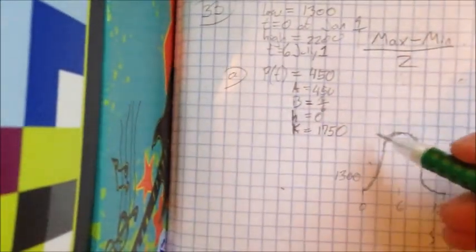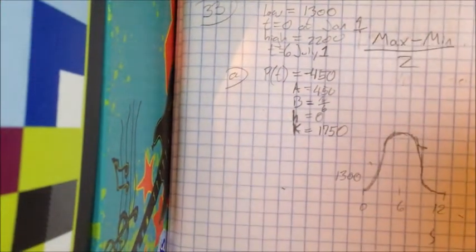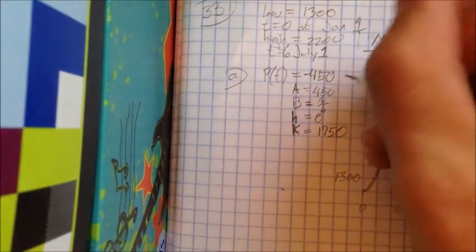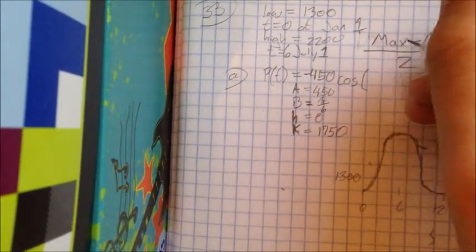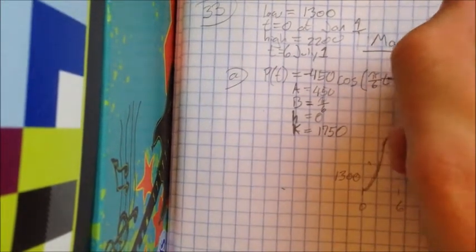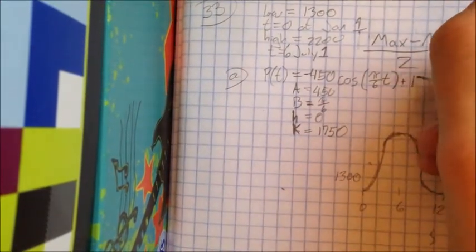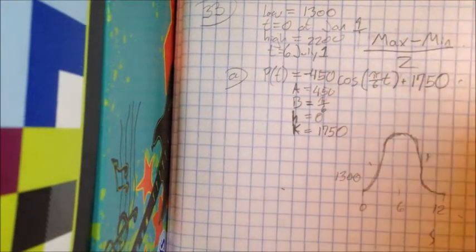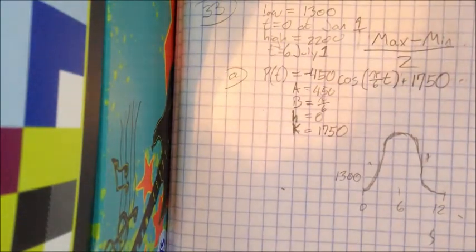And note that this is reflected, so first things first, this is negative 450 cosine of pi over 6 t plus 1,750. That's my answer, and I'm sticking to it. And the answer sheet agrees with me.